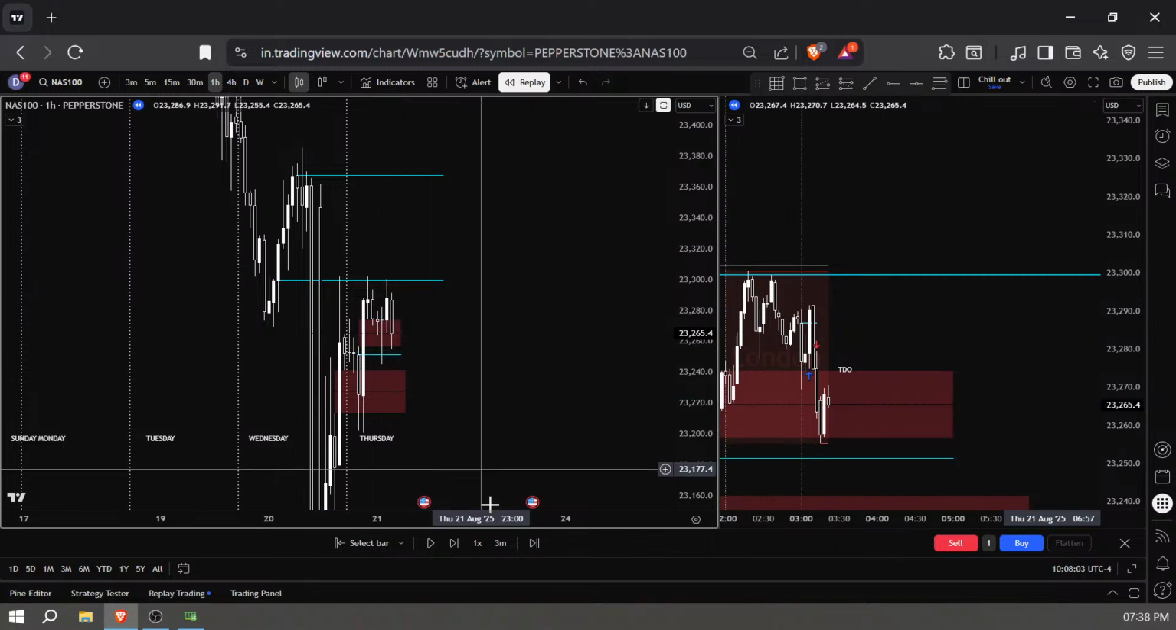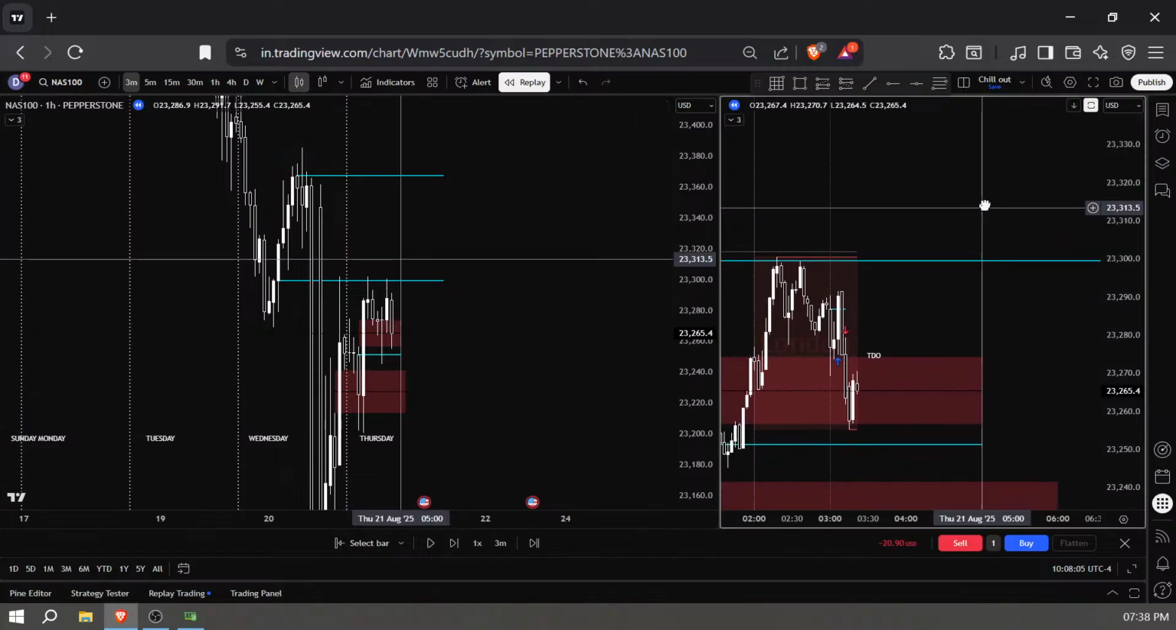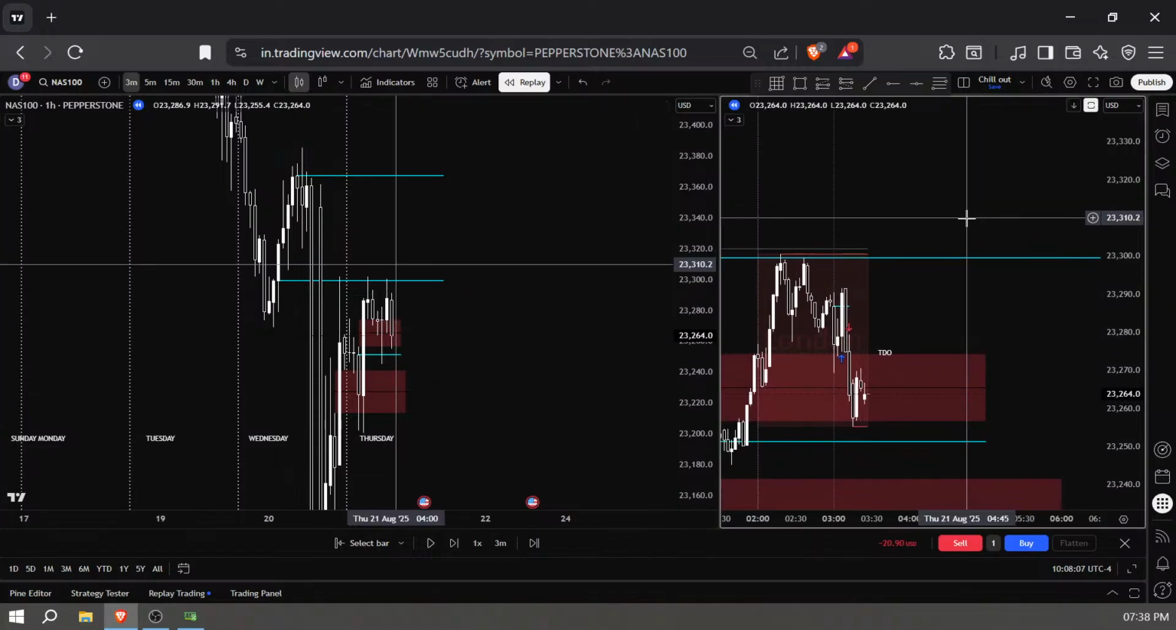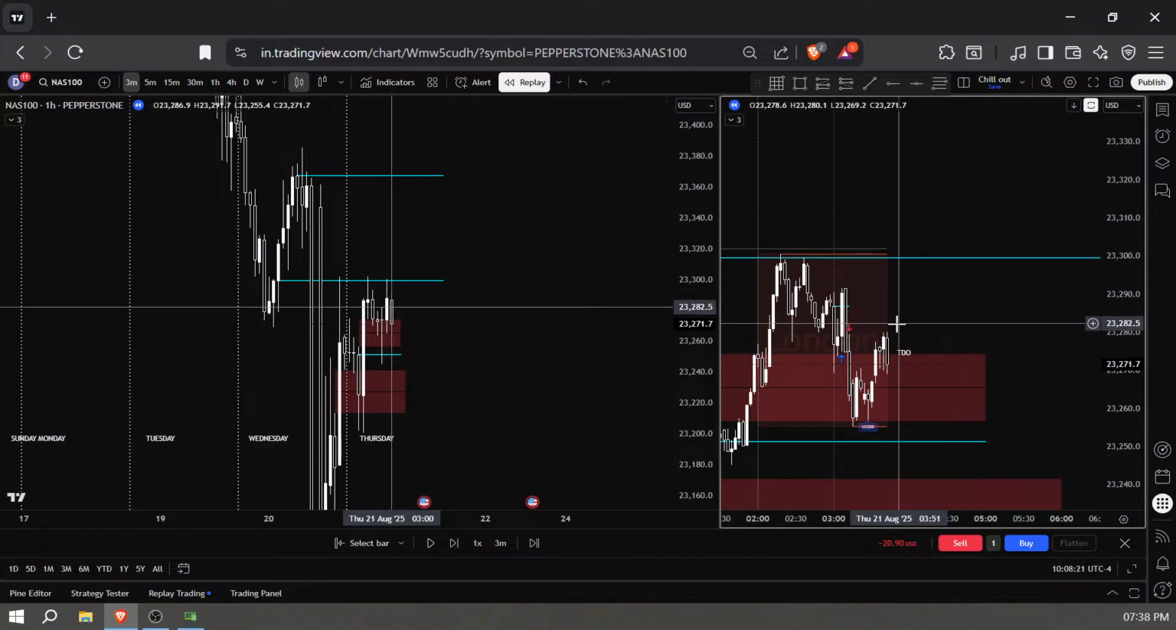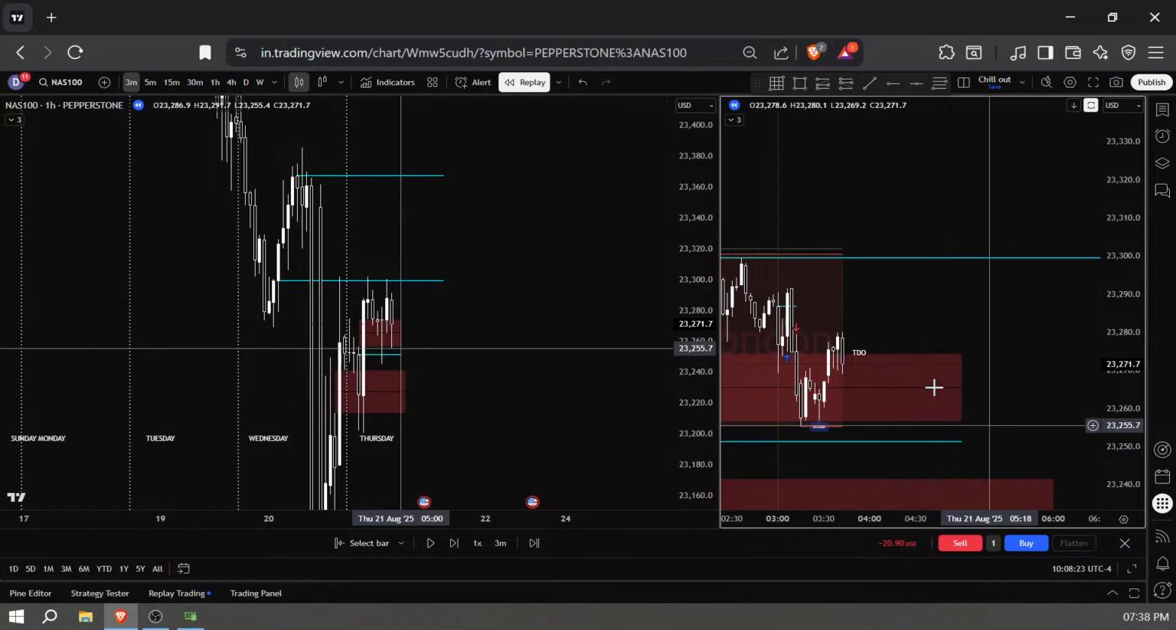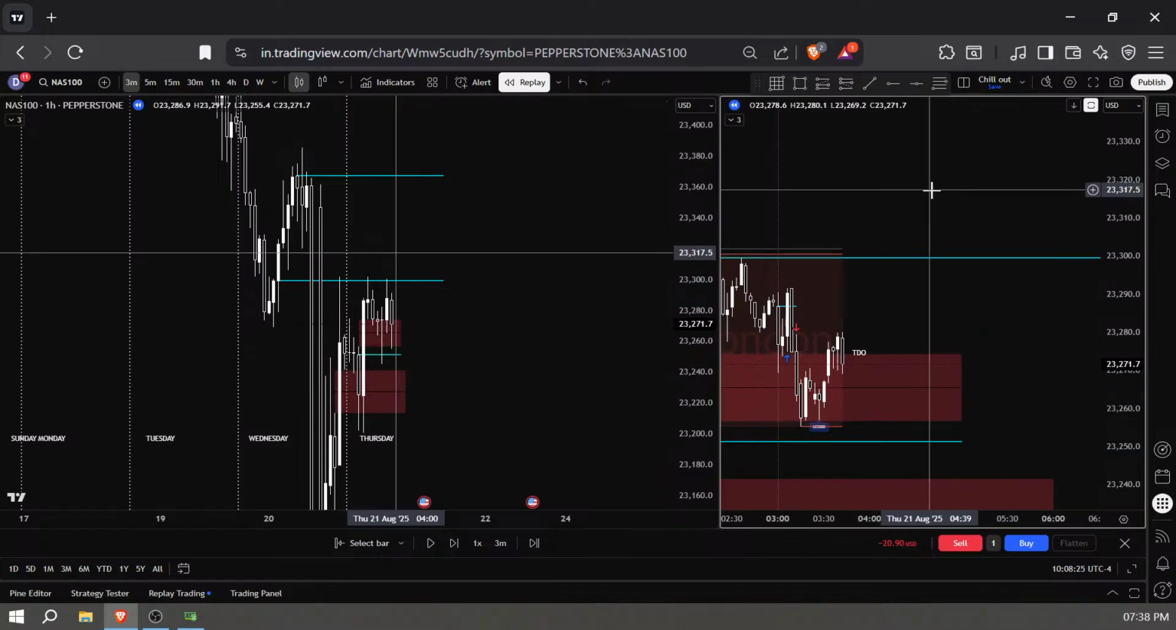Let's wait for how the 3 a.m. candle closes. We are currently trading on the Hourly FVG, and it's getting respected. So we are past 3:30, and I don't want to take any trades inside this 3 a.m. I'll wait for 4 a.m.